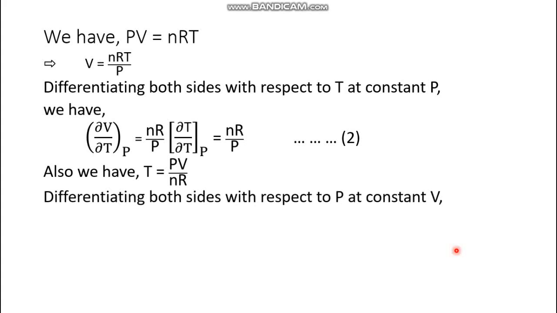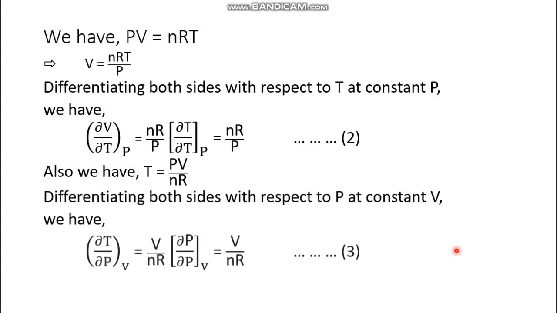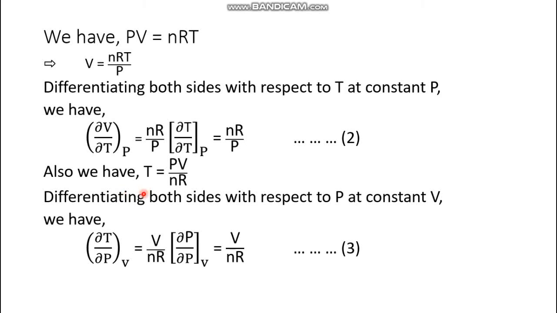And thirdly, we have to differentiate T with respect to P at constant V. How? Take T, and the other terms to the right hand side. So T means PV by nR. Now if you differentiate PV by nR, then V and R are all constant, because V is constant, and n and R are already constants. So we only have to differentiate P with respect to P, which produces the result 1. That means this is actually V by nR. So this is equation number 3.